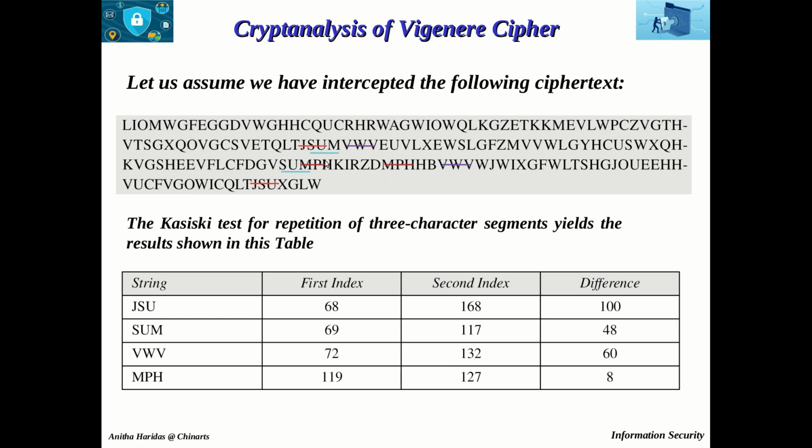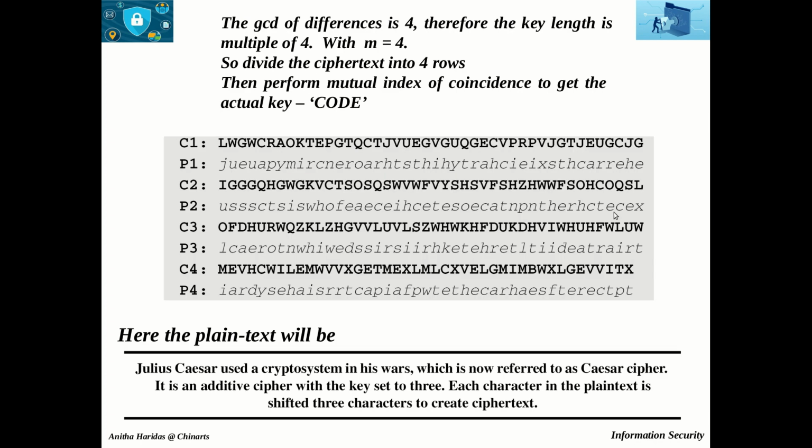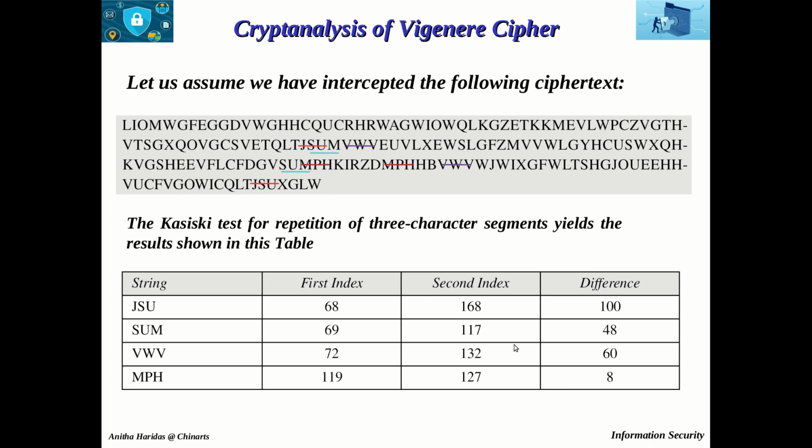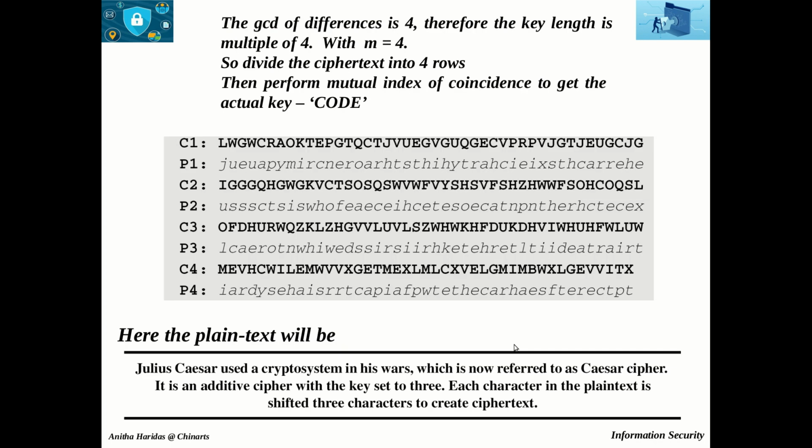So MPH is repeated again here, and that is also noted here. For all these indices, the differences between these indices are also noted. Now what we are going to do is find the difference between all these values, which is going to have the GCD value as 4.